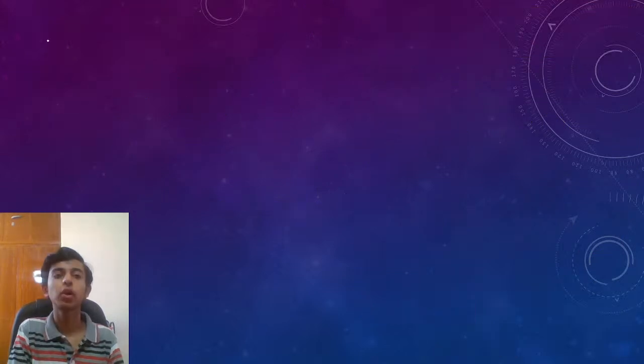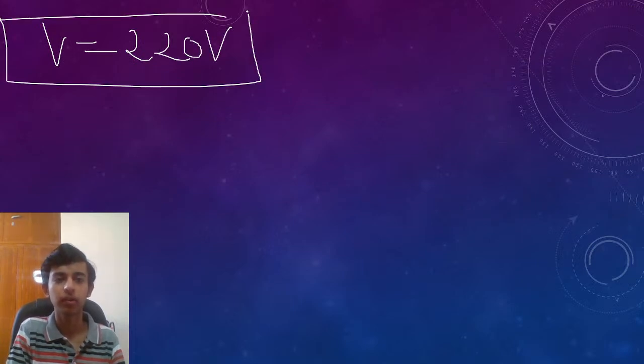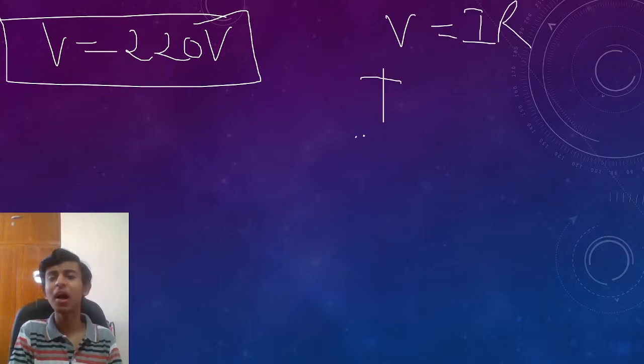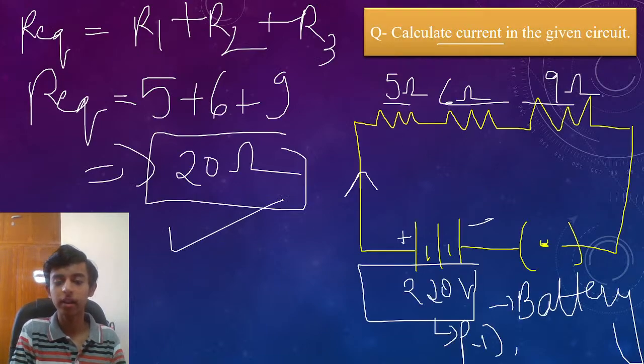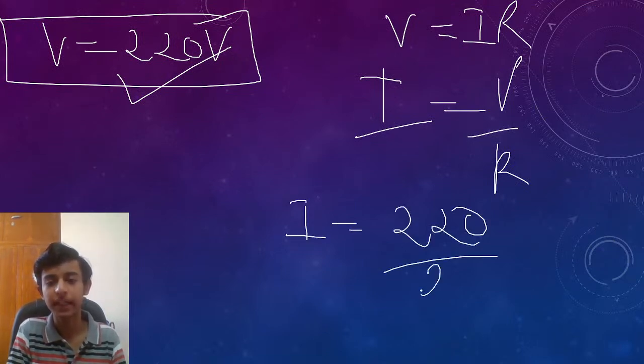And you know that your potential difference is 220 volt, right? And you also know that according to Ohm's law, V equals IR. So I equals V upon R. You have the value of R, you have the value of V, just substitute. So your I will be equal to 220 by 20.